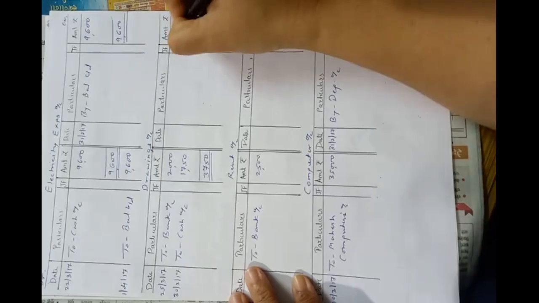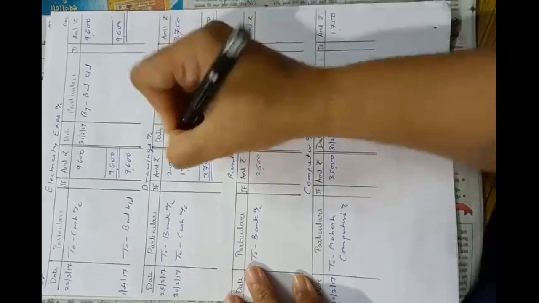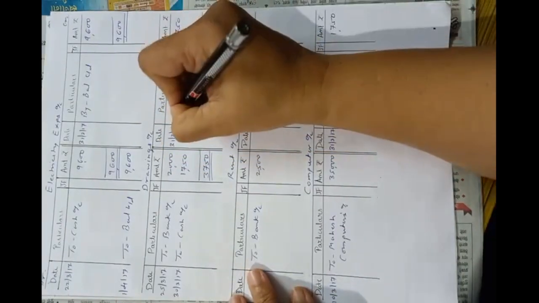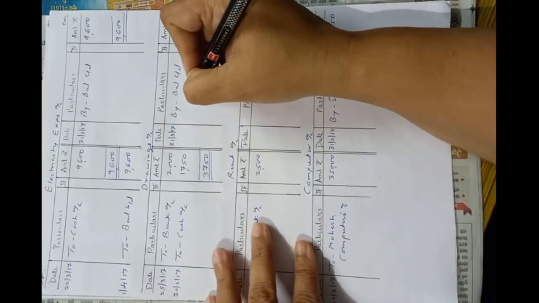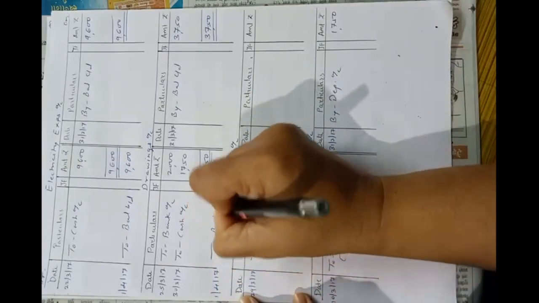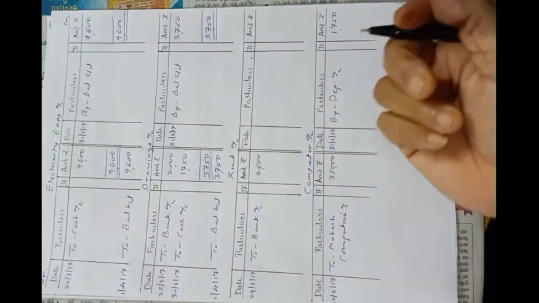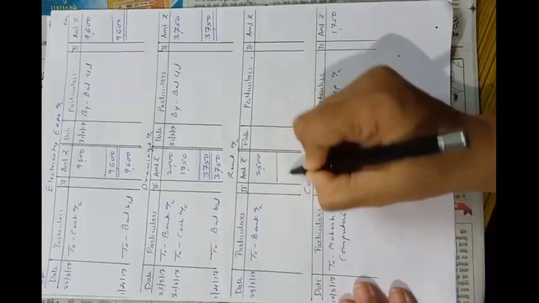3750. Balance will be 3,750. That is total drawings. By balance carried down. Okay, and opposite side on 1st April 17 to balance brought down 3750. Now rent account.